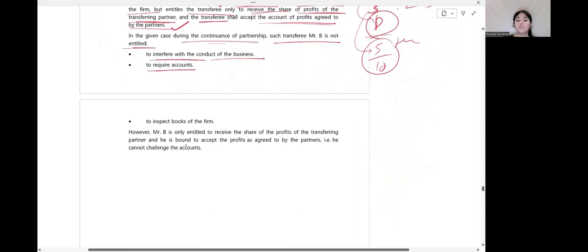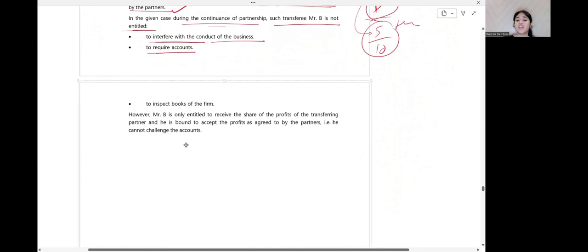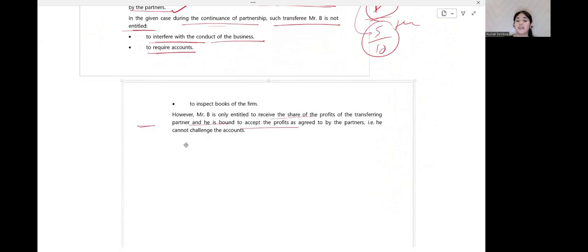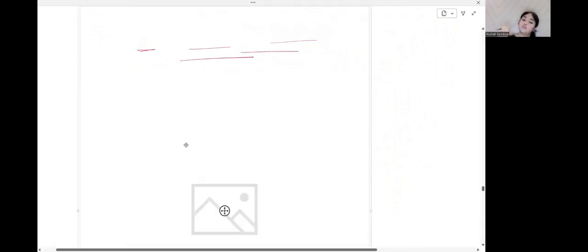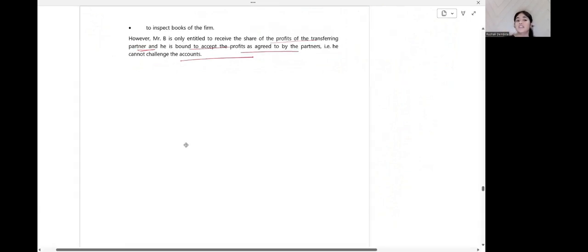However, Mr. B is only entitled to receive the share of the profit of the transferring partner, and he is bound to accept the profits as agreed by the partners. He cannot challenge the accounts. You cannot challenge the books of accounts. You will have to agree with whatever share they are giving.